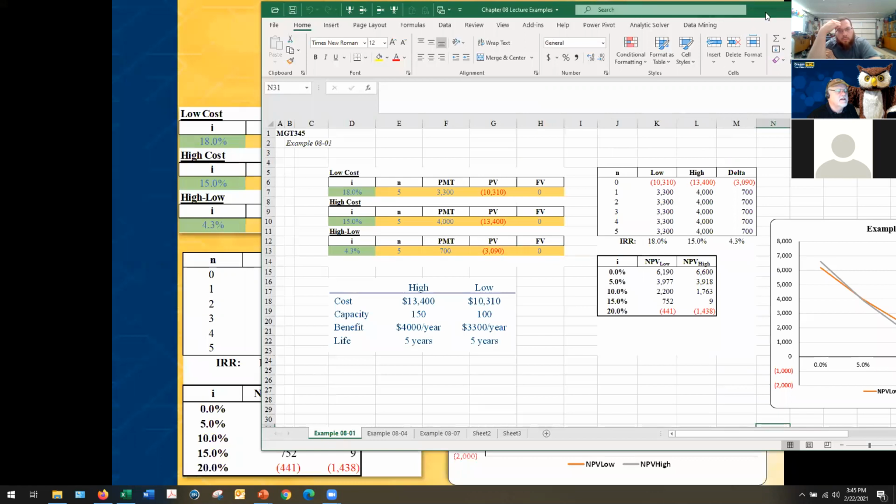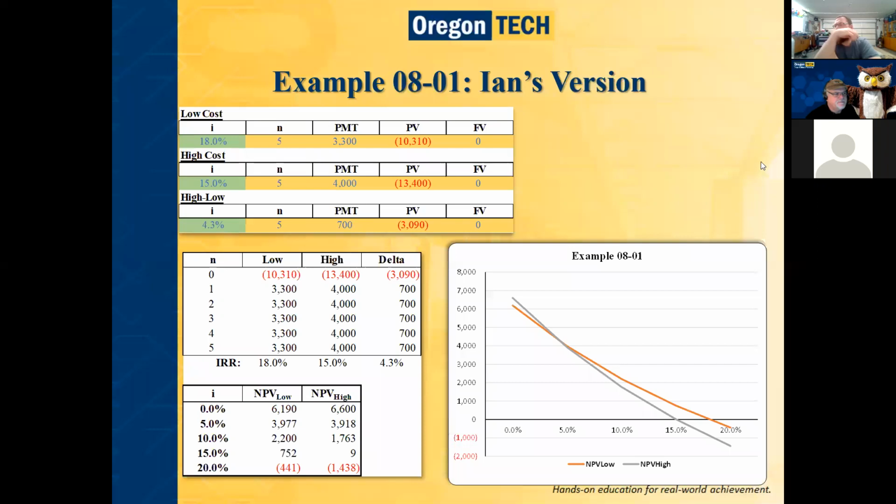Slow Excel tonight. So what I did, I'll put the spreadsheet back up there in a second. And this is where it gets a little tricky. This table down here is the cash flow. This is the end, low, high, and the delta between them. Outflow of cash at the beginning, inflow of cash, 18% internal rate of return, 15% rate of return, 4.3 if you take the incremental difference between the two.